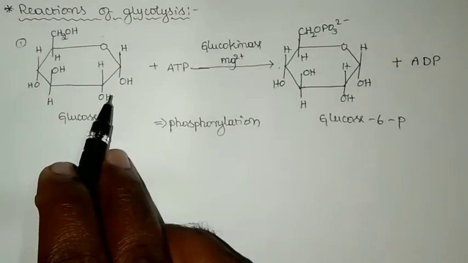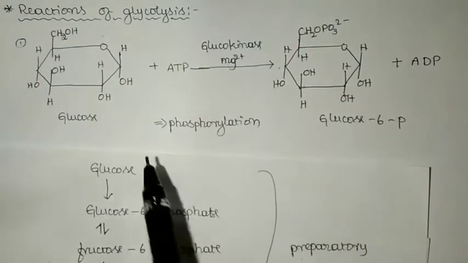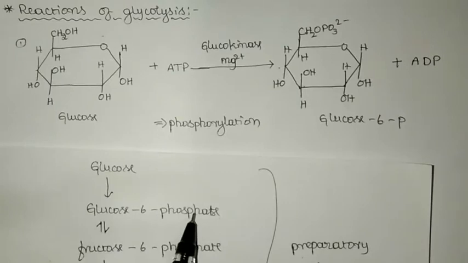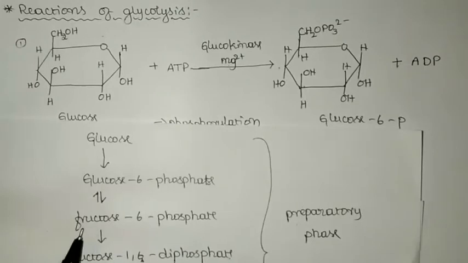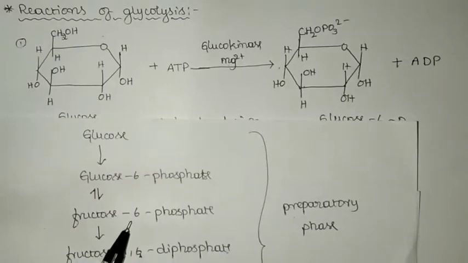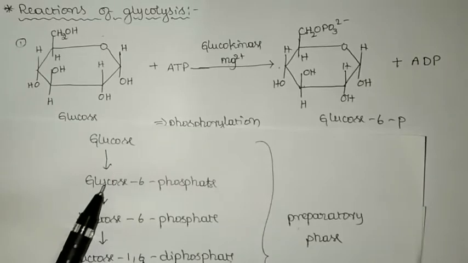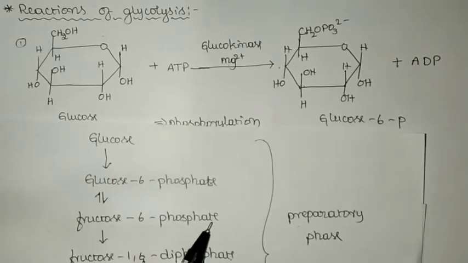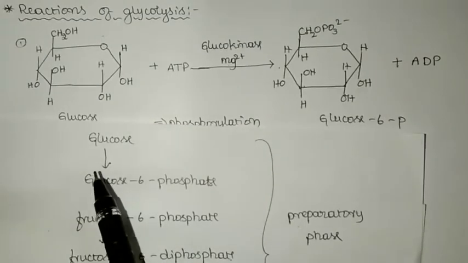And now we shall see the second reaction. The second conversion in case of glycolysis is the glucose 6-phosphate, which is produced in the first reaction, that will be changed to fructose 6-phosphate. So you can notice glucose and fructose, these two are isomeric forms of each other, and the position of phosphorylation is also the same. So we can easily predict the enzyme that should be present over here in making the conversion of glucose 6-phosphate into fructose 6-phosphate. That means it should be an isomerase enzyme.